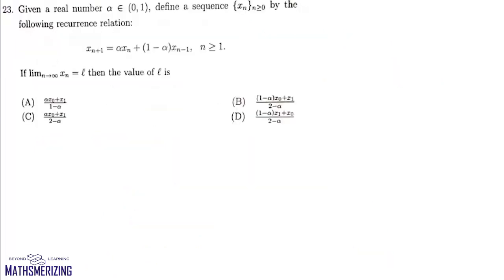Now 23 is, we are given a real number alpha which lies between 0 and 1, and we have defined a sequence such that x n plus 1 equals alpha x n plus 1 minus alpha x n minus 1.